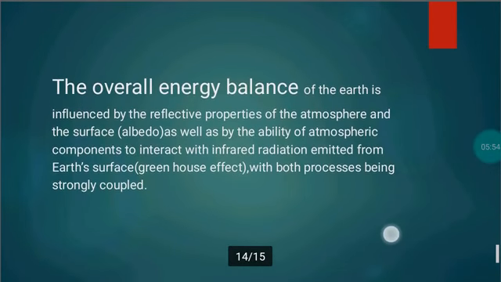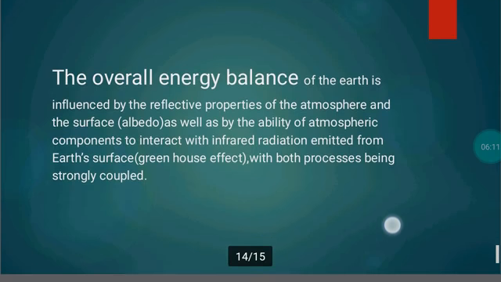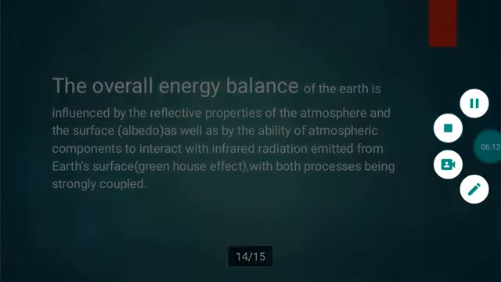The overall energy balance of the Earth is influenced by the reflective property of the surface, or the albedo, as well as by the ability of atmospheric components to interact with infrared radiation emitted from Earth's surface, or the greenhouse effect, with both processes being strongly coupled.